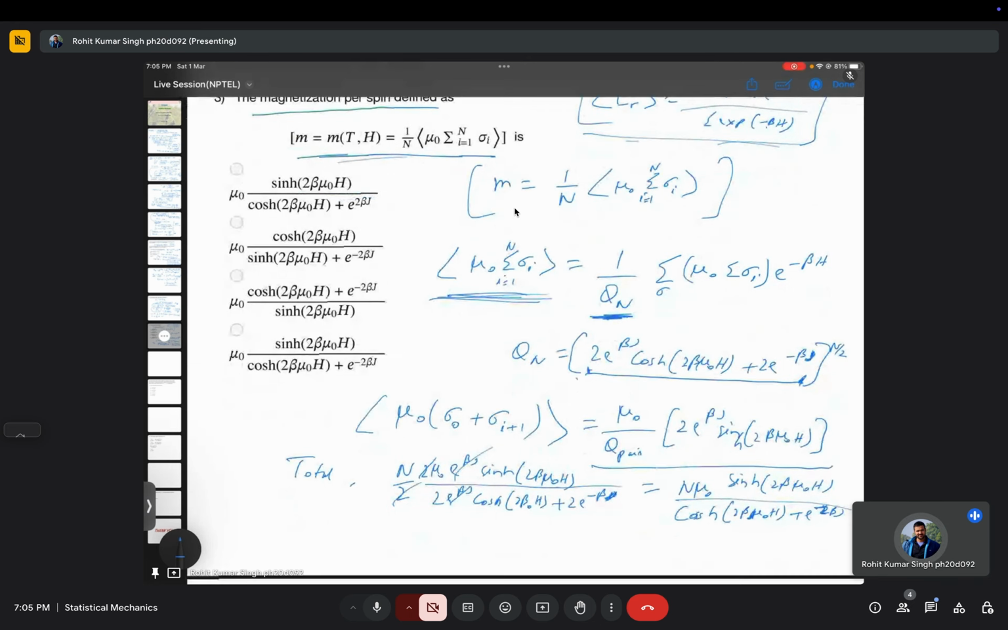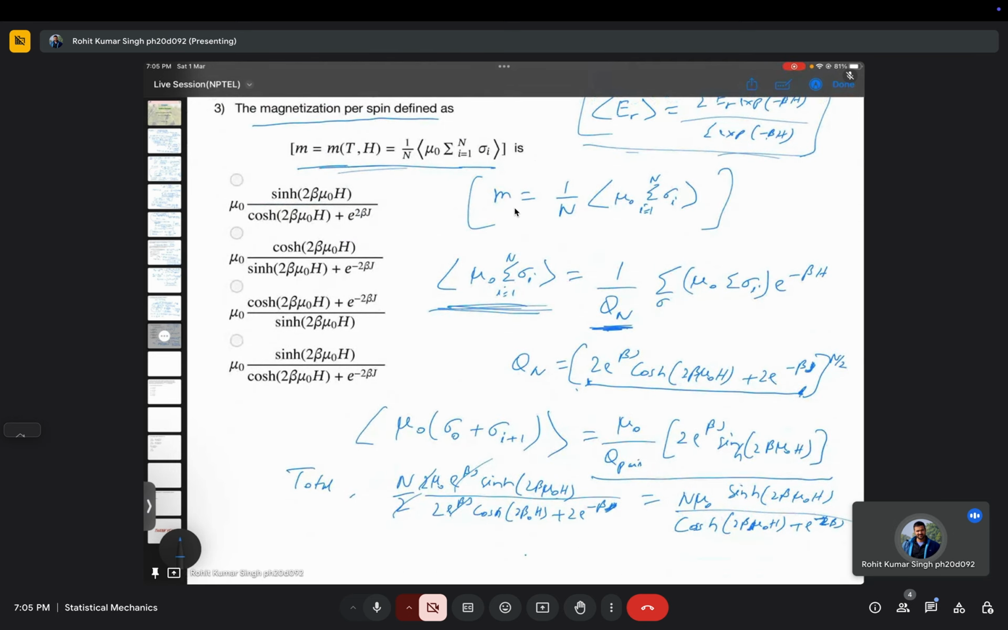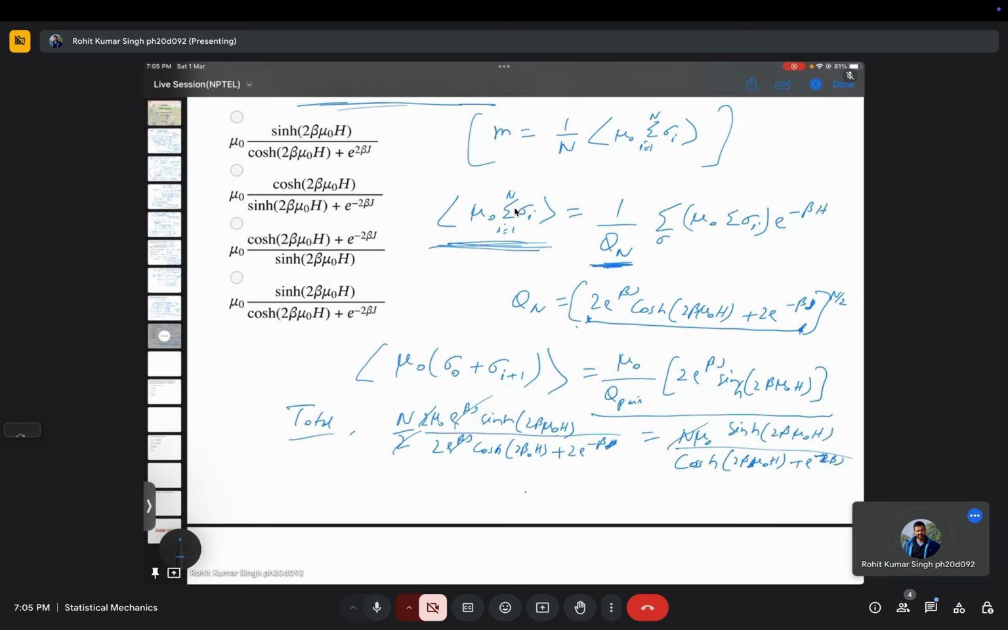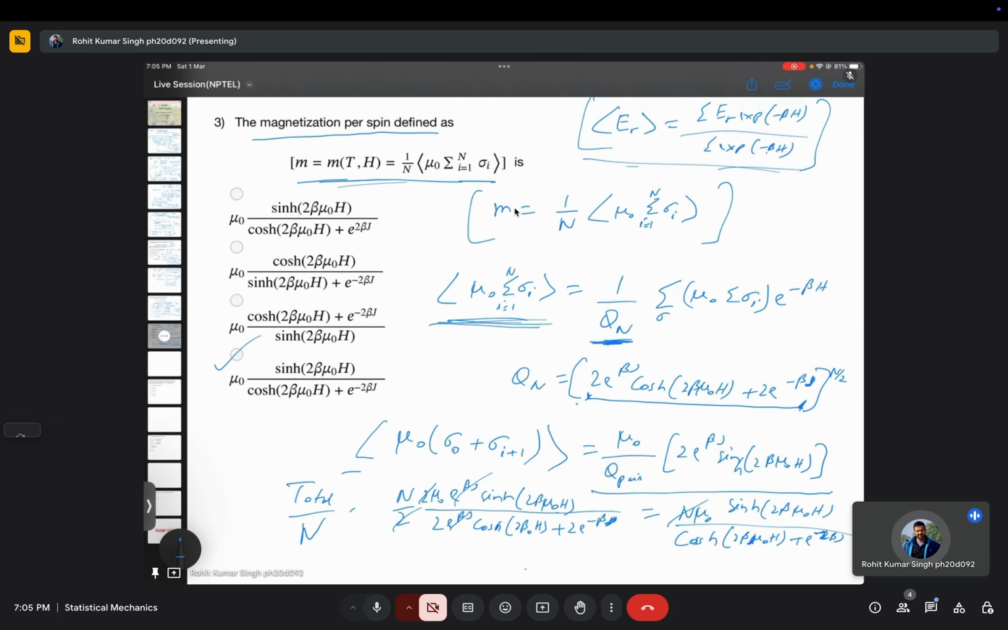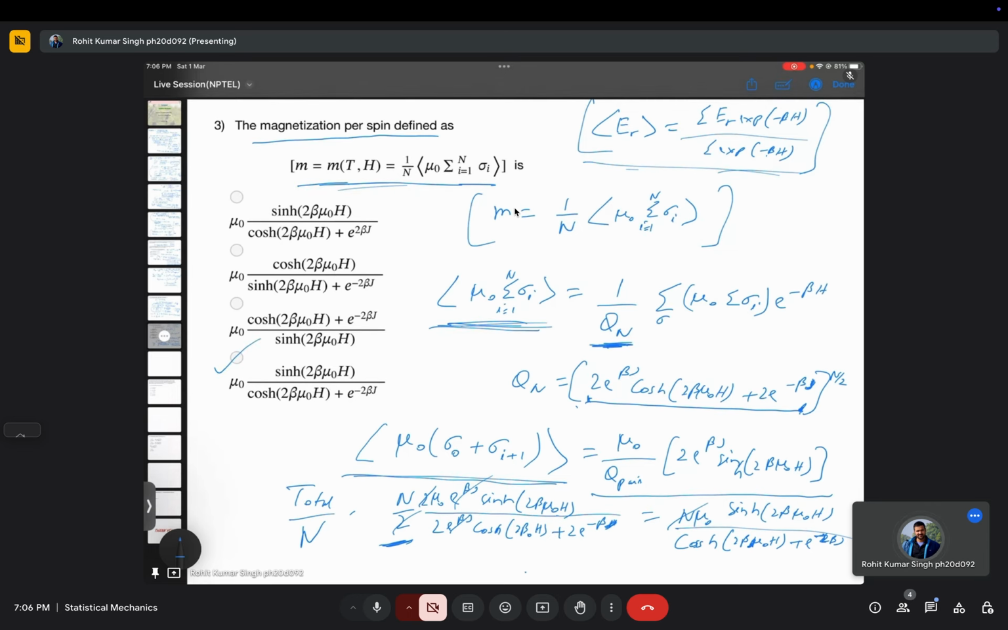Then you can divide this by n, because we want to know the magnetization per spin, so this n will go away and this will be the magnetization per spin. So I think the correct answer is this one. Is it fine? What we did is we calculated this quantity for a pair of spins, and since we have n by 2 pairs, we multiplied this quantity by n by 2, and we divided by n to calculate the magnetization per spin. This is just a simple calculation you have to do. Is it fine?